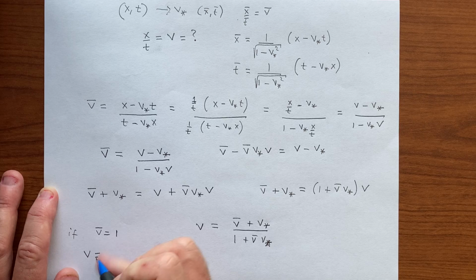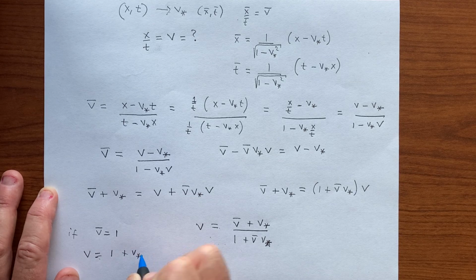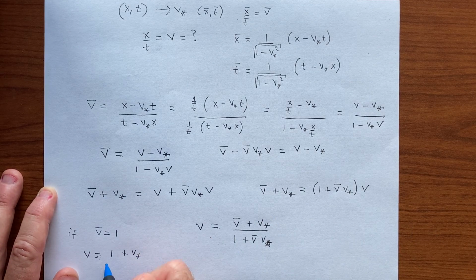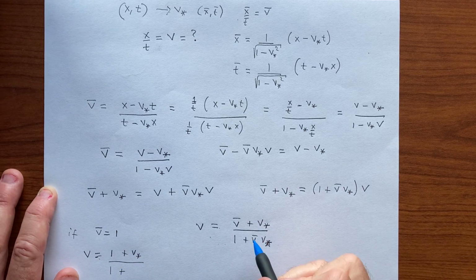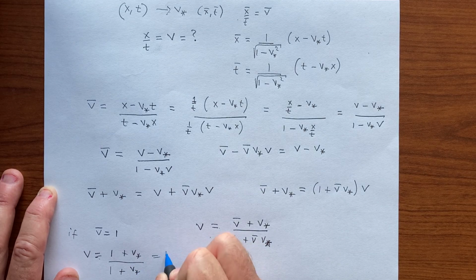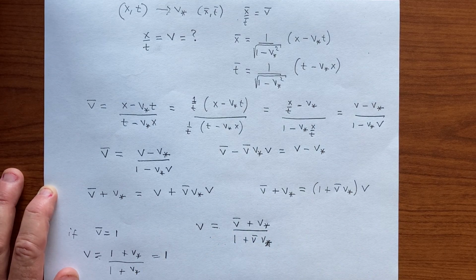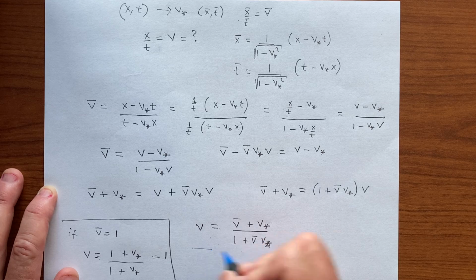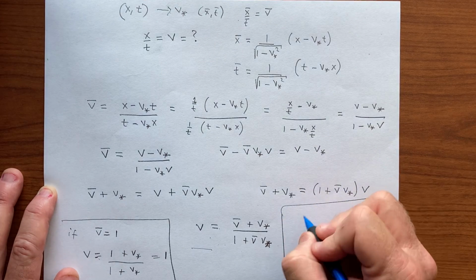So v equals v bar, which is 1, plus v star, right? That's the relative speed between the two frames. That can be anything, over 1 plus v bar, which is 1, so that this is 1 plus v star, and of course that's equal to 1. So that makes sense. So this is one special case. Let's do another special case here.